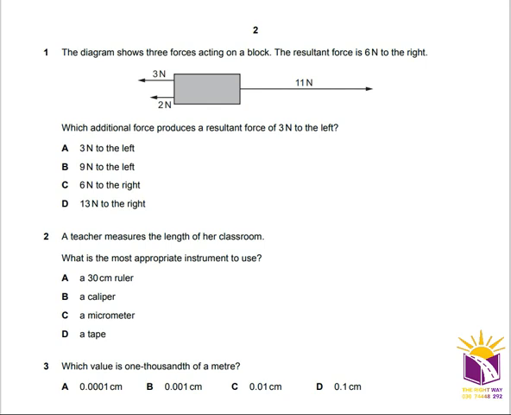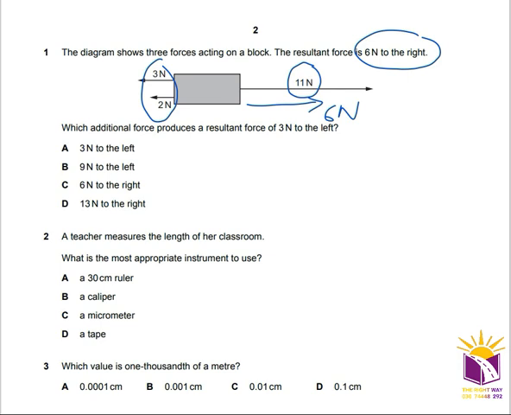The resultant force is 6 Newton to the right. So our resultant force is 6 Newton to the right. As we know, these two are equal to 5 Newton, and 5 minus 11 will be equal to 6 Newton. So our 6 Newton toward the right is the resultant force of these three forces.